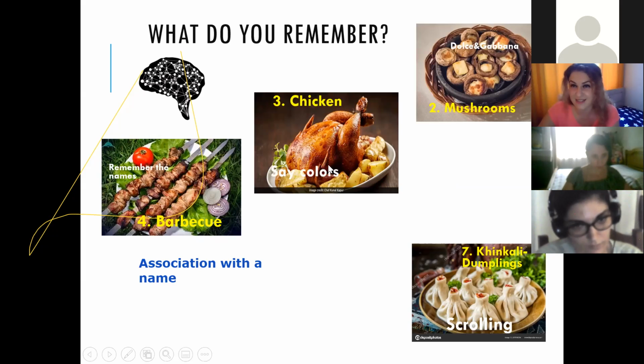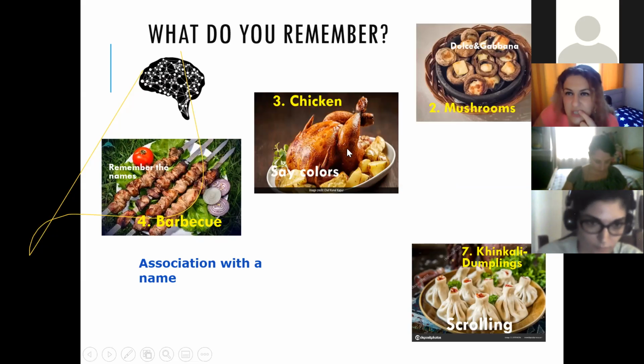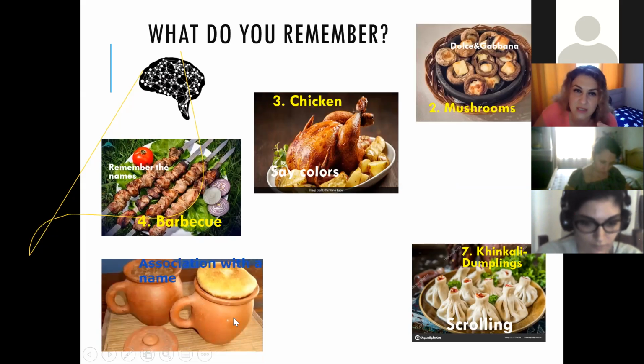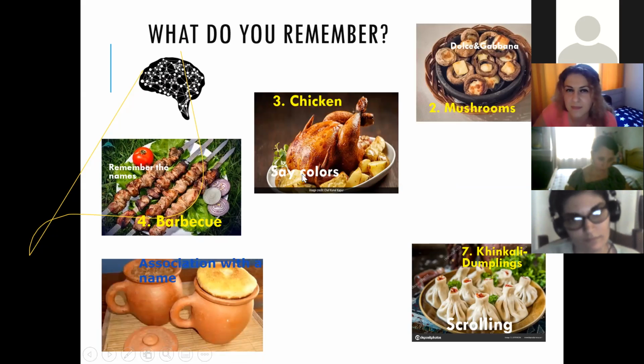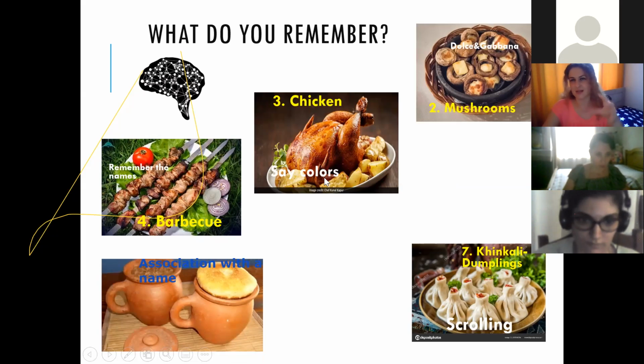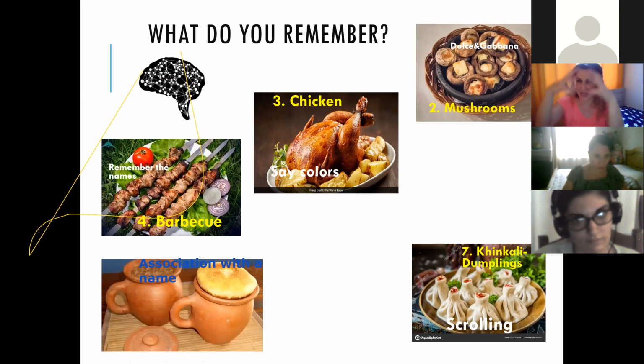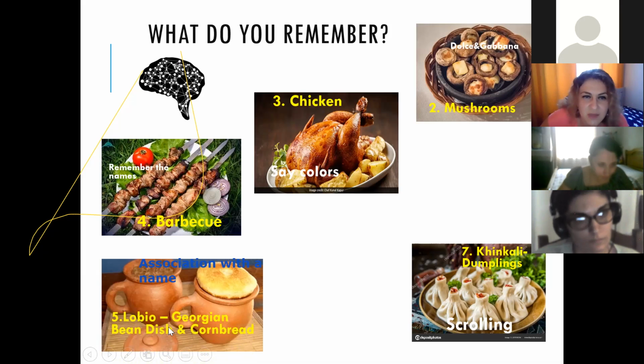That's great. Say colors. My association with this strategy is that when we say color, it means that I have to start from the beginning to the end. And this chicken is also the whole, right? Whole dish, which is just consisted with different parts of its body. So that's why I connected with somehow. Okay, as for the next one, Georgian bean dish and cornbread.